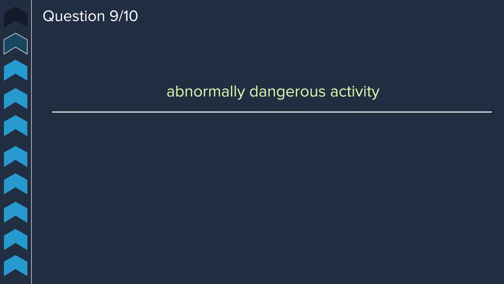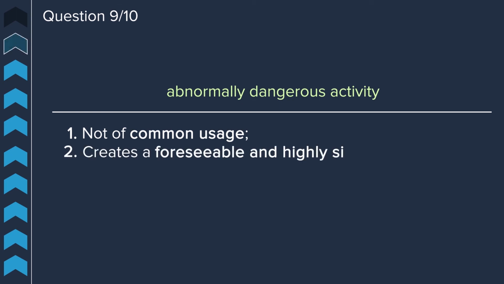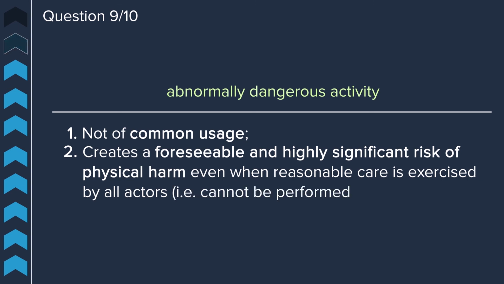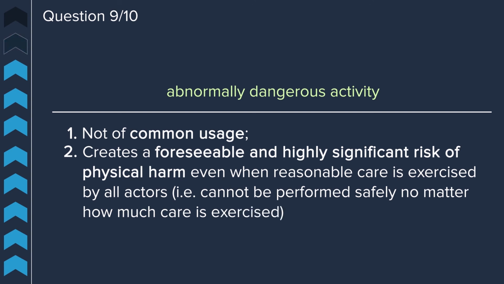Question 9. What is considered an abnormally dangerous activity? Abnormally dangerous activities are defined as activities that are not of common usage and that create a foreseeable and highly significant risk of physical harm, even when reasonable care is exercised. In other words, this activity is so dangerous that it cannot be performed safely no matter how much care the defendant exercises.